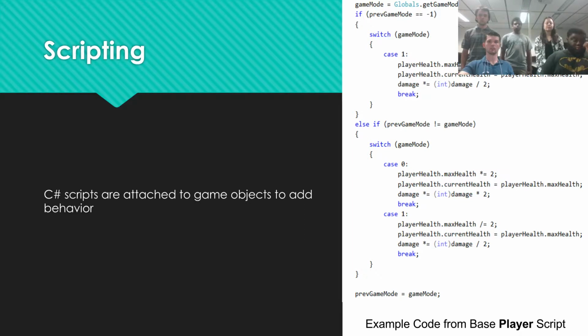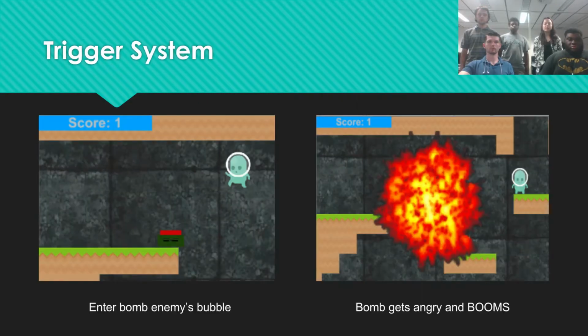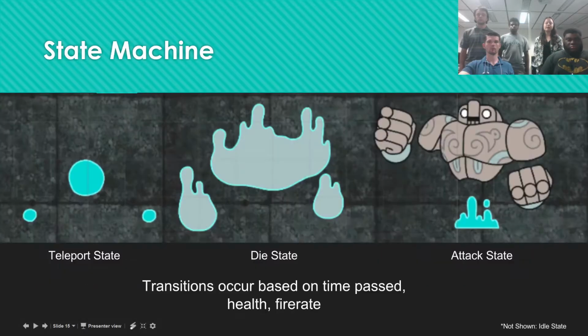So one of the AI topics we used was scripting. Every game object we have in Unity has scripts attached to it to add behavior, such as movement, attacking, and in this case, in the example to the right, modifying the player health. So if you're in normal mode, you'll have normal health, and if you're in hardcore mode, you'll have half health, half damage. We also have a trigger system. A lot of what we use is the trigger system. So if you go in the range of a bomb, it'll start blowing up, and you want to get out of the way, obviously.